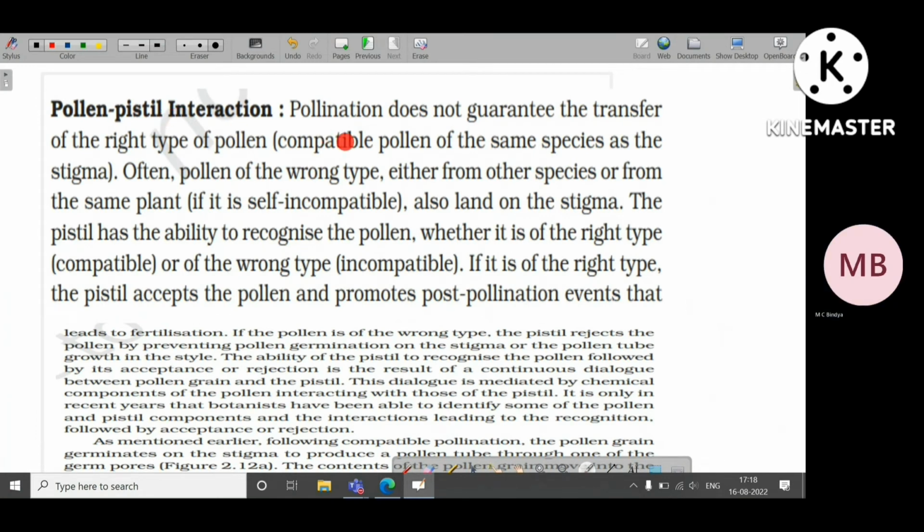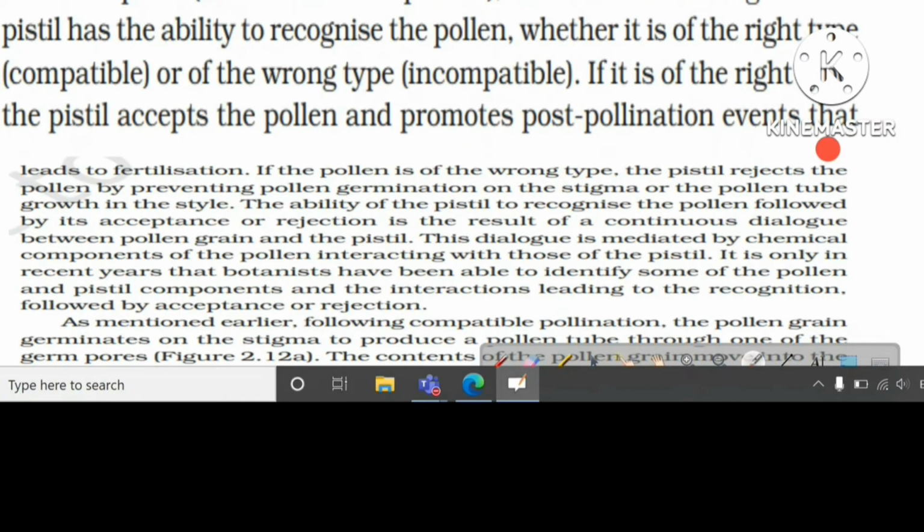Pollen-pistil interaction. Pollination does not guarantee the transfer of right type of pollen, compatible pollen of the same species as the stigma. Often pollen of the wrong type, either from other species or from the same plant, if it is self-incompatible, also land on the stigma. The pistil has the ability to recognize the pollen, whether it is of the right type, compatible, or of the wrong type, incompatible. If it is of the right type, the pistil accepts the pollen and promotes post-pollination events that can lead to fertilization.